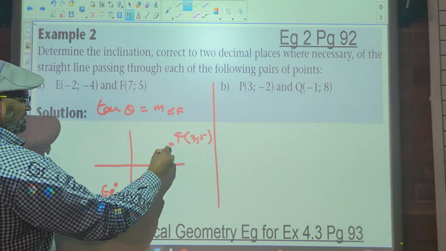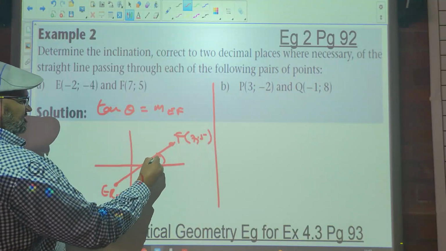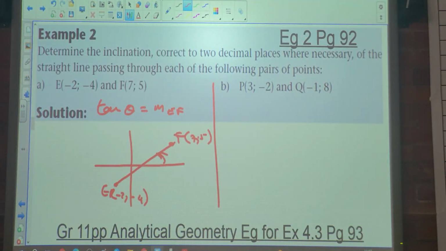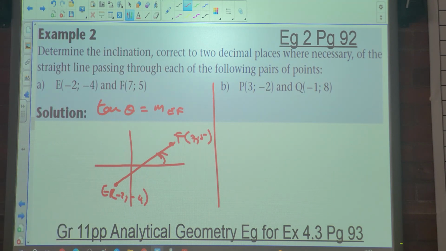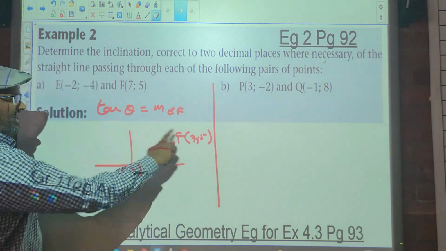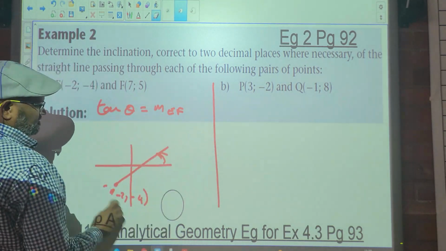Just by approximation, will this gradient be positive or negative? Positive. Will that angle be acute or obtuse? Acute, so am I going to add 180 to this? No. Do I have to draw this here? No. Okay.